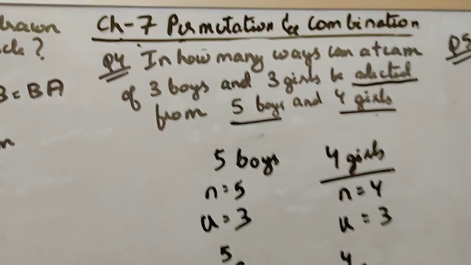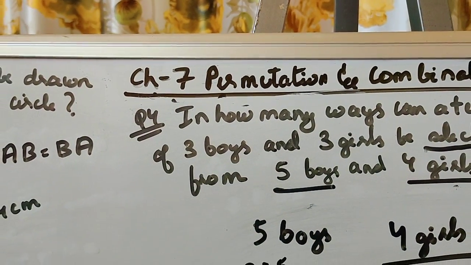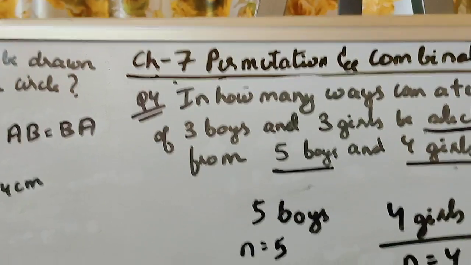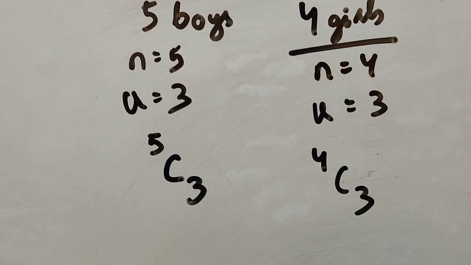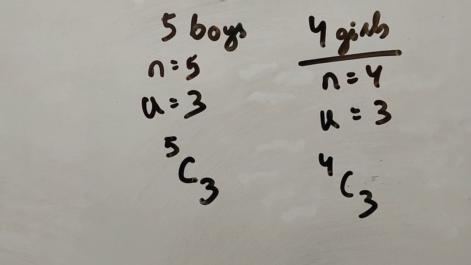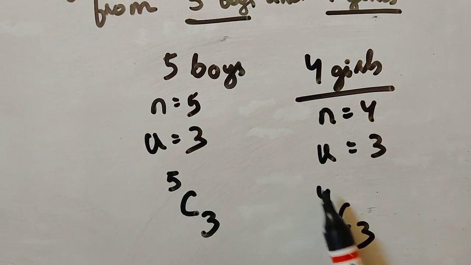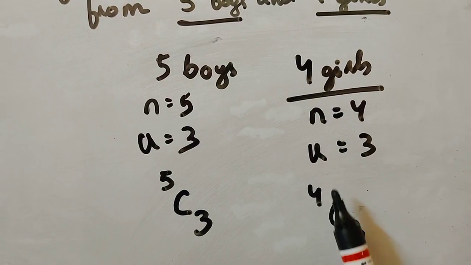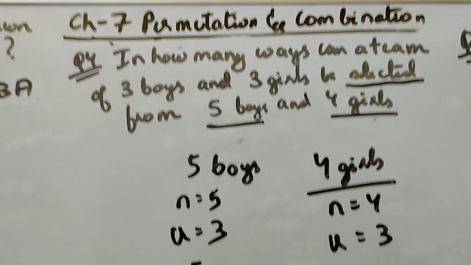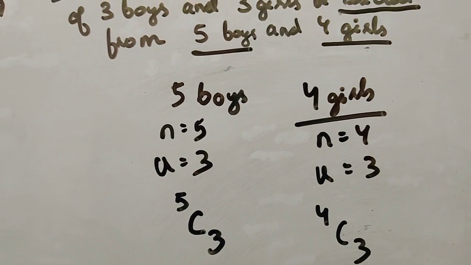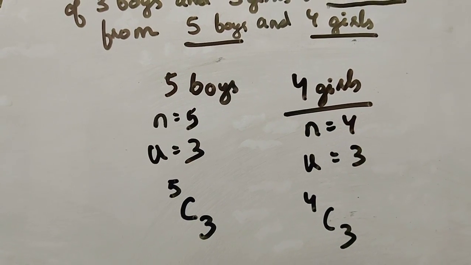Now between these two, whether we are going to use multiply or addition, how are we going to know? You see here, a team consists of 3 boys and 3 girls. That means 3 plus 3, 6. This is your n portion, isn't it? For n, if you do the total, you have to get the total number of boys and girls. 5 plus 4 is 9. And you have to make a team of 3 boys and 3 girls. So 3 plus 3, 6.